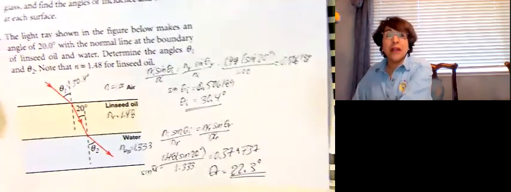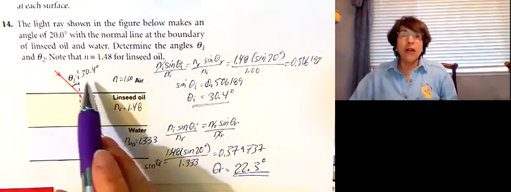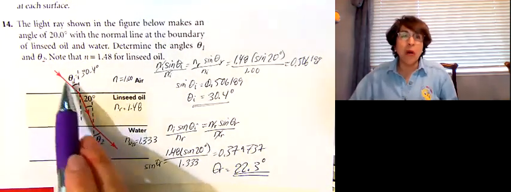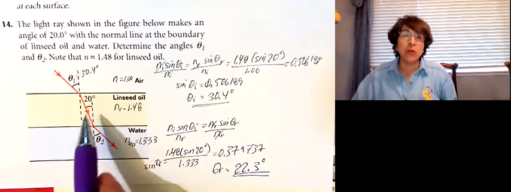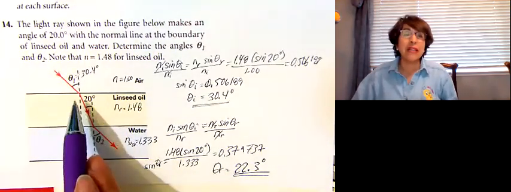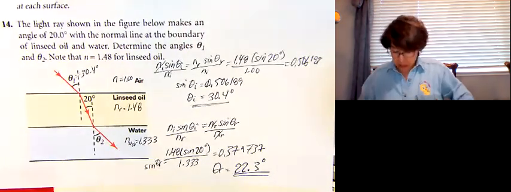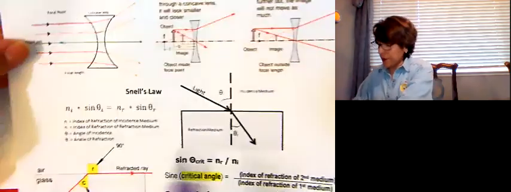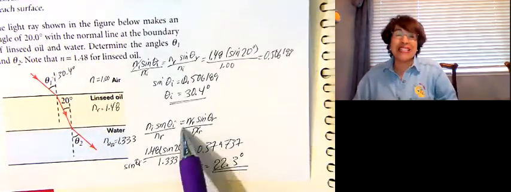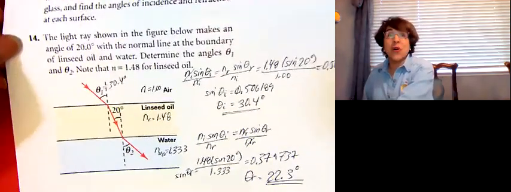And that's it. Okay, so this is a great problem, combining the light going from air, then through linseed oil, then to water. So you see that the light gets bent each time. And because of Snell's law, it's very straightforward to figure out exactly what the angle is. All right, so that's it.